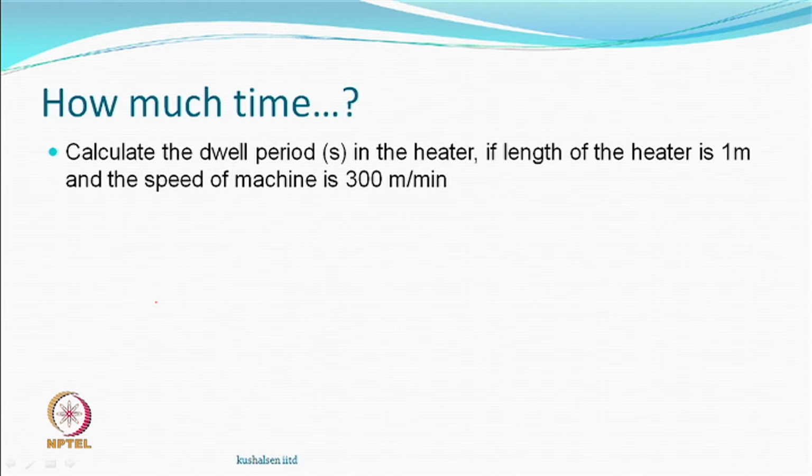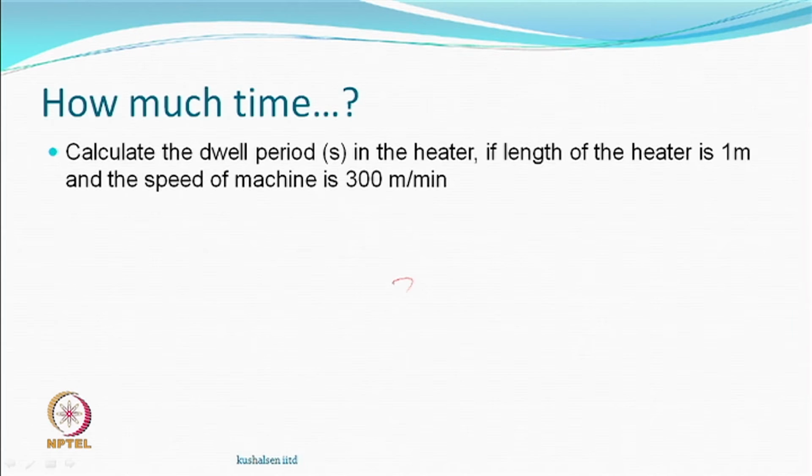This question was important in the sense that, let us say, we have a machine which has a heater length of 1 meter, which is the primary heater we are talking about, and you want to run the machine at 300 meters per minute. All right. So, how much time is the yarn likely to spend in the heater? So, 1 meter heater, 300 meters per minute. How much time is it likely to spend? 20 seconds, I am just going to keep writing. Anyone else? Any other figure?